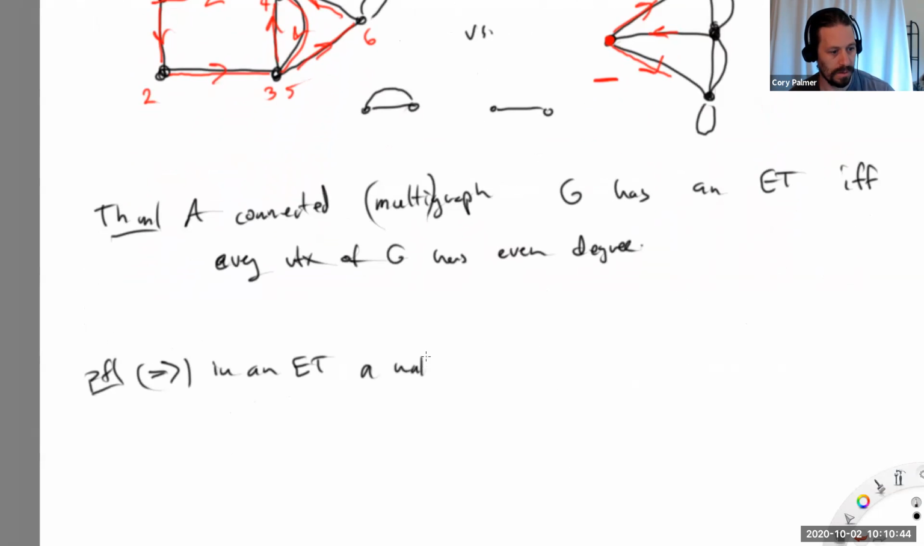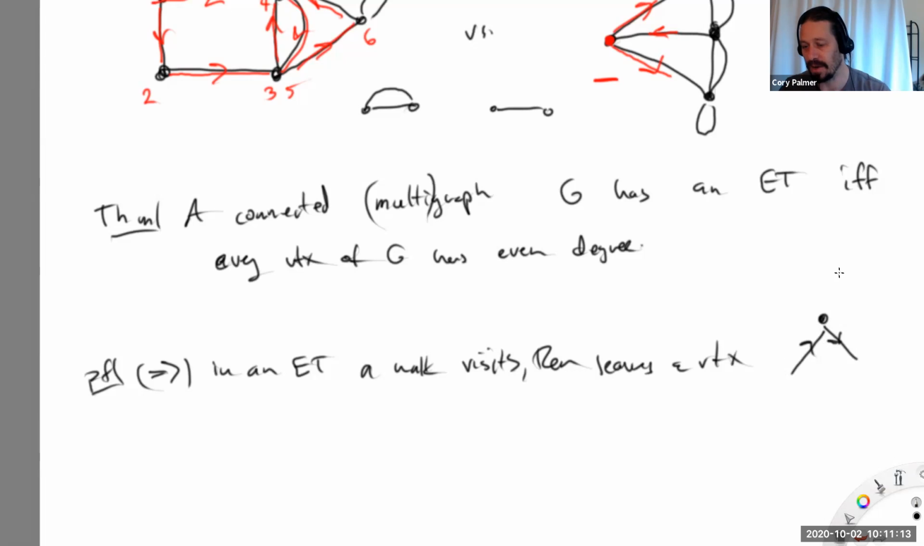So the walk visits, then leaves a vertex, right? And so the degrees have to be even. Anytime you have a vertex, you have an edge in and then you have an edge out. And in fact, illustrating this with directed edges makes it a lot easier to visualize what's going on. You have an in and then you have an out. So if you orient the edges according to the direction you took along your walk, every vertex will have as many in edges as it has out edges. So degrees are even.